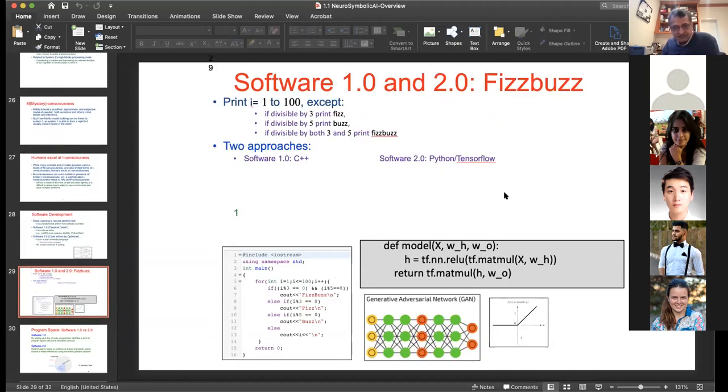Here is the fizz-buzz I was mentioning. Software 1.0 and software 2.0. Here's the code for software 1.0. Print i equal to 1 through 100, except if divisible by 3, print fizz, if divisible by 5, print buzz, if divisible by both 3 and 5, print fizz buzz. Two approaches. Here is the C++ code. And this is the Python TensorFlow code. So there are the two approaches to the same problem, the machine learning approach. And it's got a hidden layer and all that here.